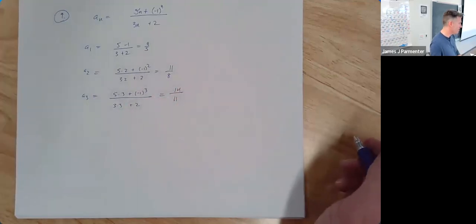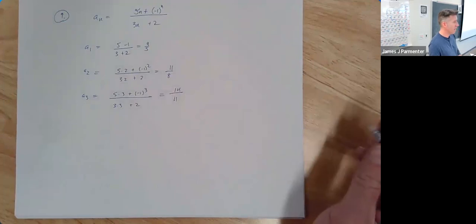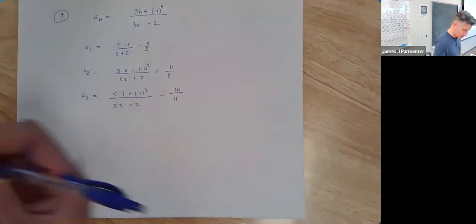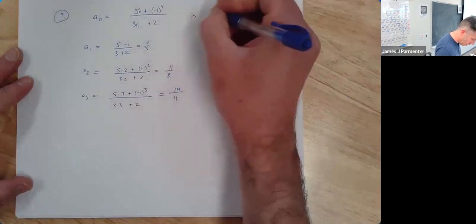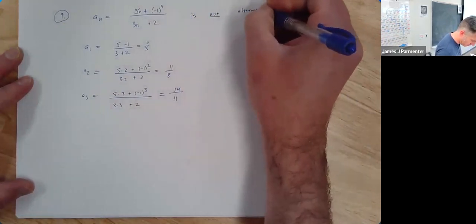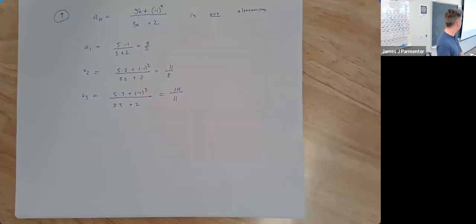Are we alternating? I should clarify. Alternating literally means we change signs every term: positive, negative, positive, negative, positive, negative. We're not doing that here. This is not an alternating sequence. I will also point out it does converge. This definitely does converge to 5/3.